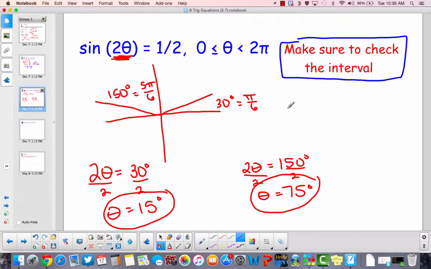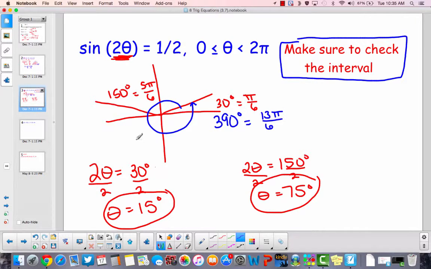Well, if you're checking the interval, theta of 15 degrees and theta of 75 degrees are both within that interval. They're both less than 2 pi. But let's think about what would happen if we traveled around the circle again and landed here. Where would we be? We'd be at 360 plus 30. So we'd be at 390 degrees, which would be 13 pi over 6.